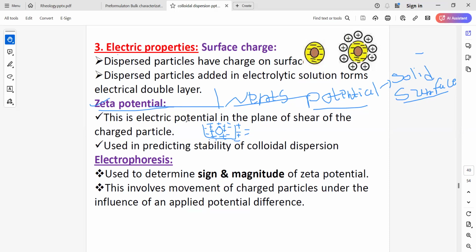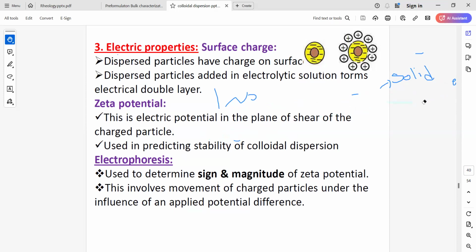And zeta potential is very important for the stability of the colloidal dispersion. So remember this also. And Nernst potential is for the solid surface. Difference between colloidal surface and Stern layer. Yes, but the main term you have to remember is the solid surface.